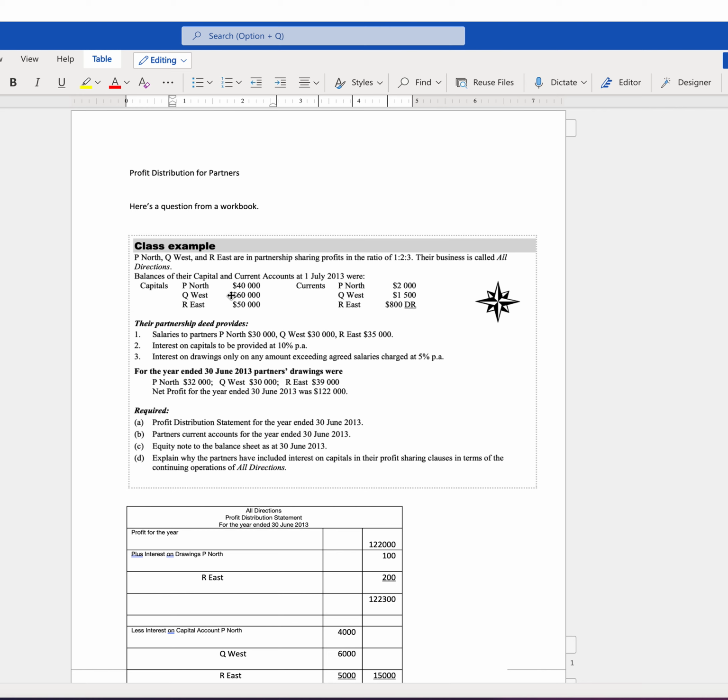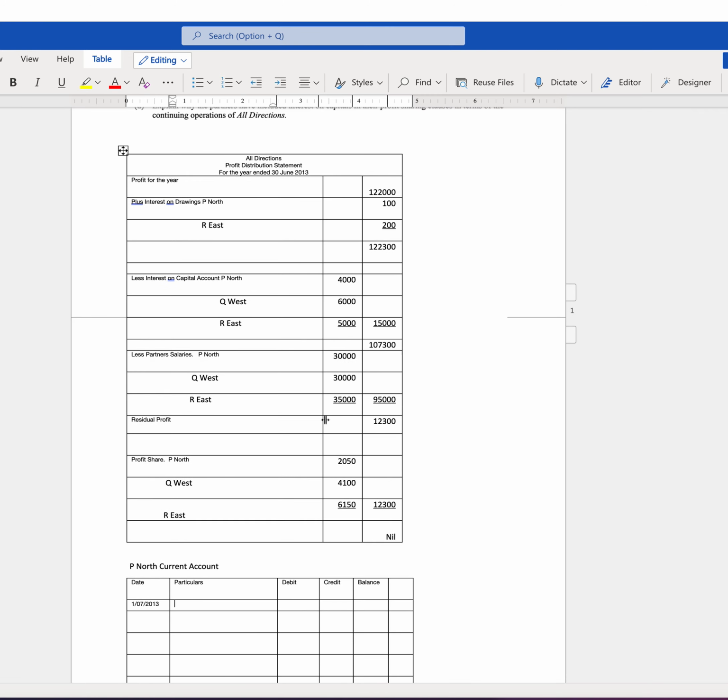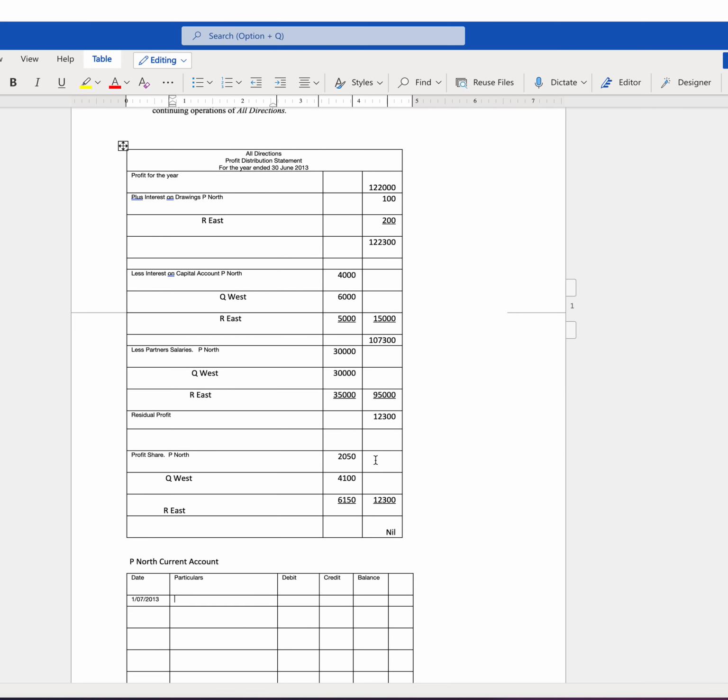We've got a group of partners who are running a business called All Directions. In the previous video, we went through the calculation of all of that information in the profit distribution statement, and now we're just going to do the current account. I'm just going to do the one for P North, and the process is the same for the others.